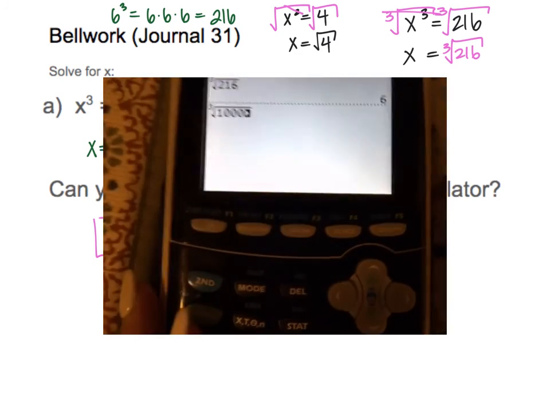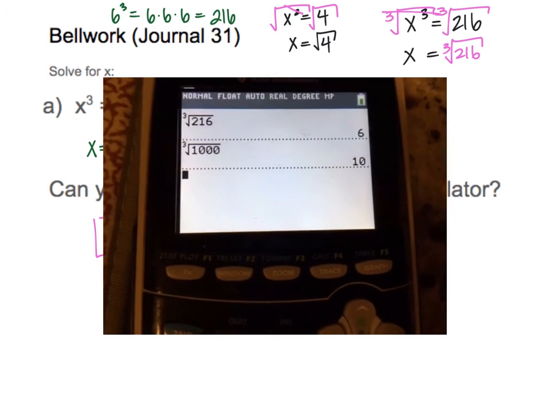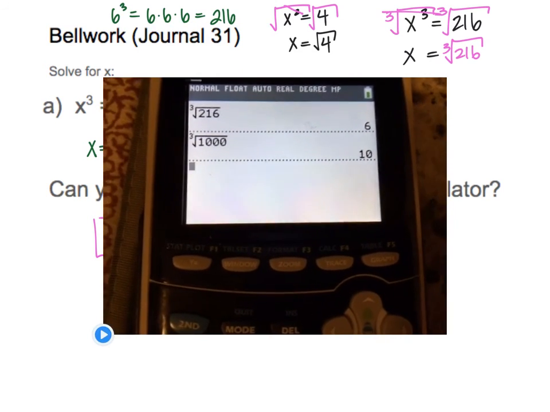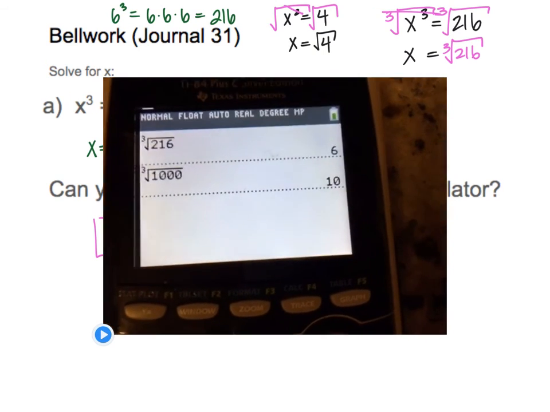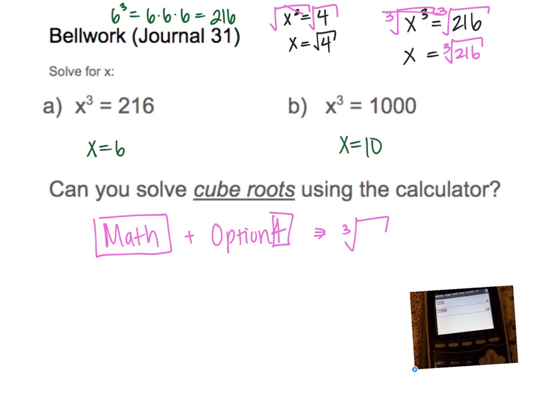And then if I take the cube root of this, it's 10. So pretty easy. Just hit math, option 4, and then put in whatever number you're trying to take the cube root of. So I'll set this to the side.